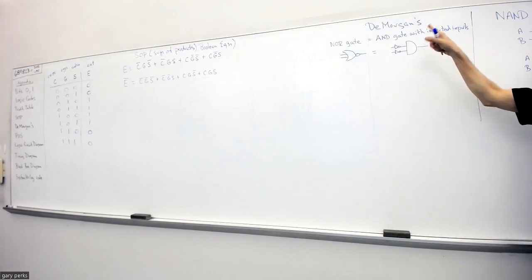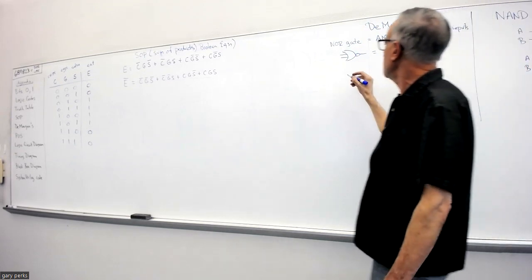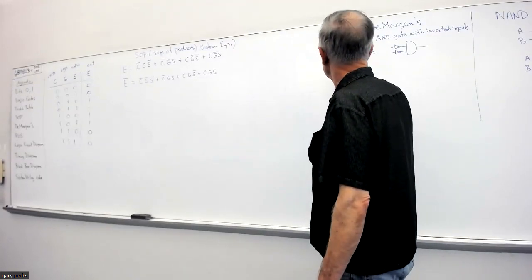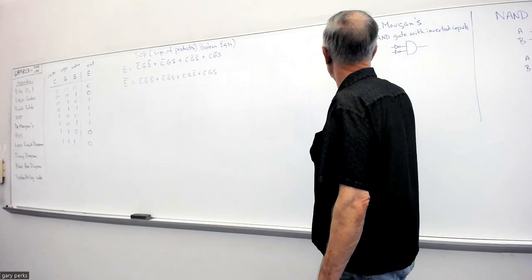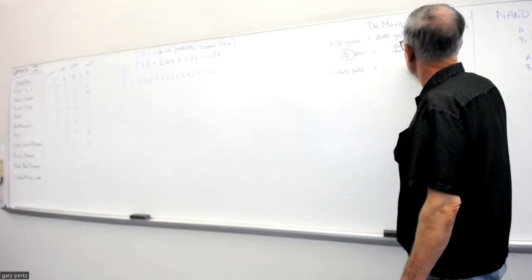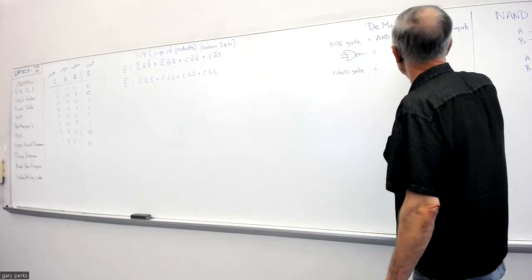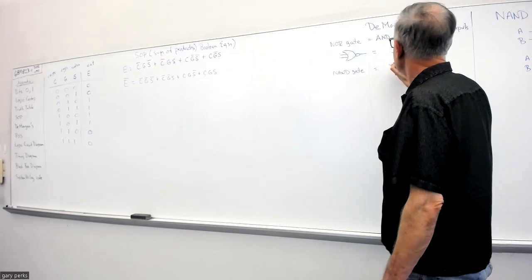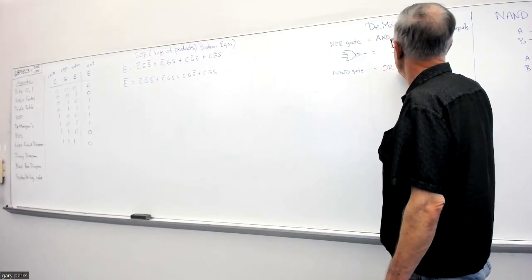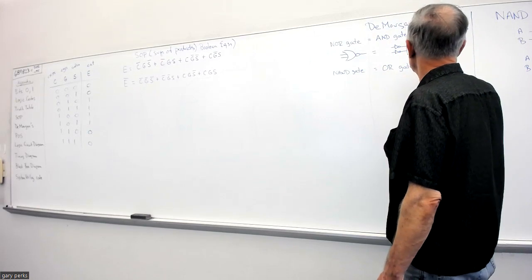Now that's only half of De Morgan's. There are 2 parts, and this is one part. The other part of De Morgan's is that a NAND gate is equal to an OR gate. Let me write out the words first, then I'll do the symbols. So a NAND gate is equal to an OR gate with inverted inputs.